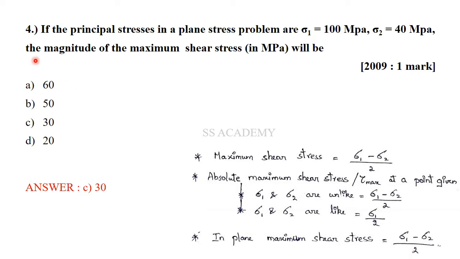Okay, here they have asked the magnitude of the maximum shear stress, just the maximum shear stress. So it is sufficient to calculate sigma 1 minus sigma 2 by 2, which is 100 minus 40, 60, divided by 2, 30. The reason for selecting this question is there is a possibility of thinking that sigma 1 is maximum and both are like in nature, so 100 divided by 2 will be 50, and we would choose B. But they have asked just the magnitude of the maximum shear stress. If they had asked for the absolute maximum shear stress or tau max at a given point, this would be the right one.